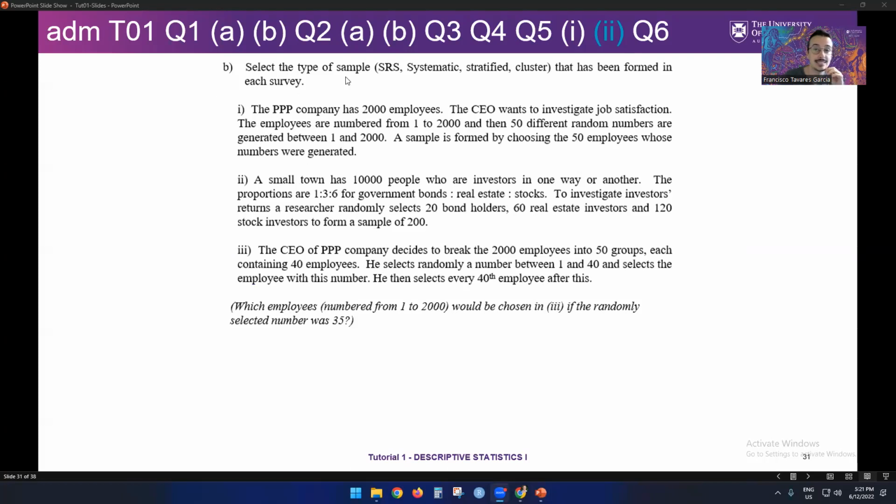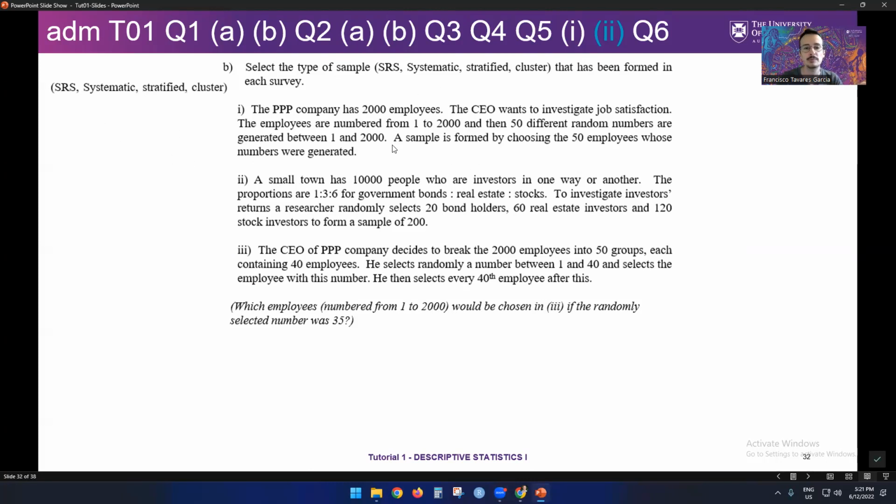So now it's the type of sampling that we're doing, right? Select the type of sample that has been formed in each survey. Same thing as before. Let me have a look. If you want to, write down which one you think it is. We have three of them.